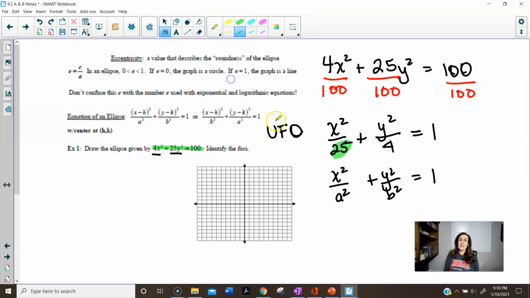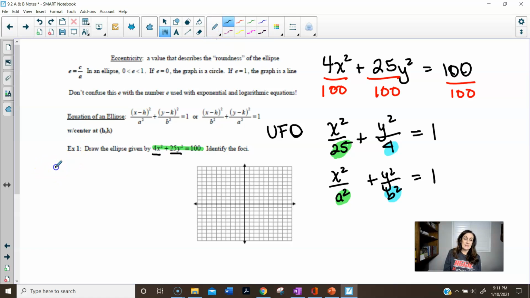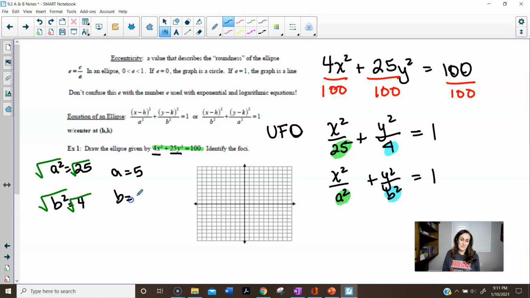So looking at the standard equation, 25 is going to be your a squared and the 4 is going to be your b squared. So now you're going to want to write this down: a squared is equal to 25 and b squared is equal to 4. So let's figure out what a and b are. You would square root both of these, and that gives me a is equal to 5. And when you square root these, you're going to get b is equal to 2. So now I'm ready to graph my ellipse.